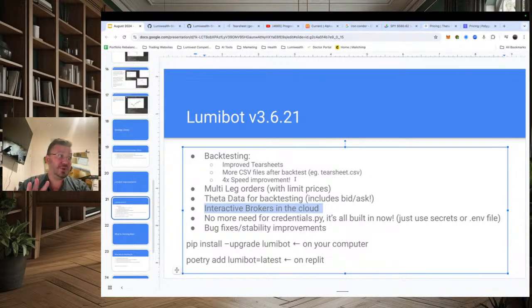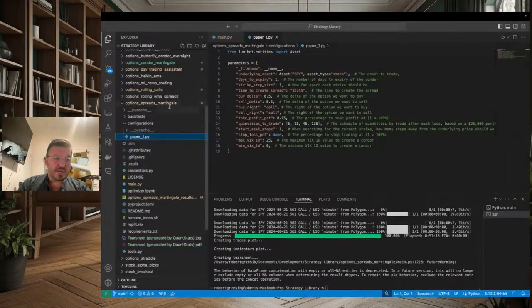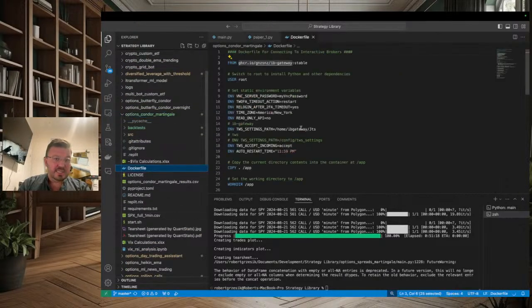I'm not sure you guys noticed this, but we made some changes to LumiBot to allow for that. But then also within the strategies themselves, we have Docker files now. So if you go into, for example, Condor Martingale, this Docker file will enable you to run this thing in the cloud for Interactive Brokers. It's only for Interactive Brokers. So if you know how to use Docker, you can run this thing, get it up and going.